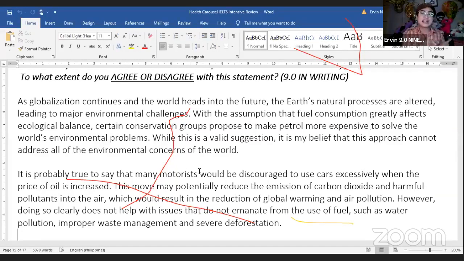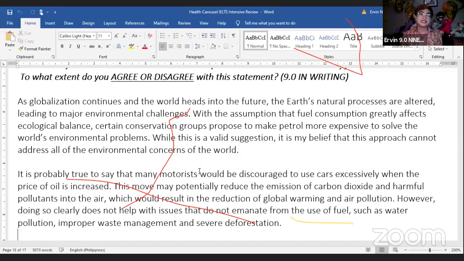Let us go back to the question, agree or disagree. But Brian here, for his introduction, did not use the exact word, I agree or I disagree. But based on the last sentence of his introduction, will you please tell me now, what is the stand of Brian in his intro? Is it agree or disagree? Type on the chat box. Okay, disagree. Correct. Why? Which part gives us an idea that he does not agree with the statement? He claimed that this approach might be valid, but it does not address all of the environmental concerns of the world, which is actually the point of this question.